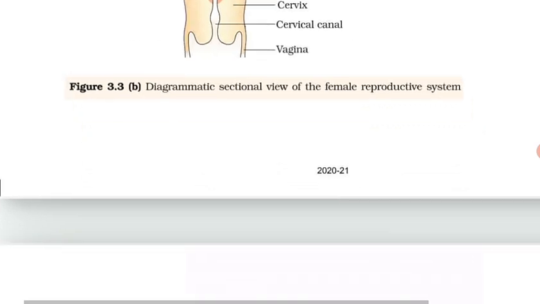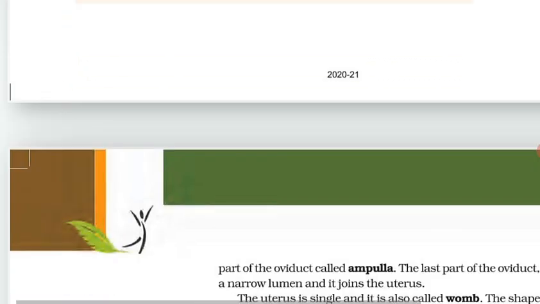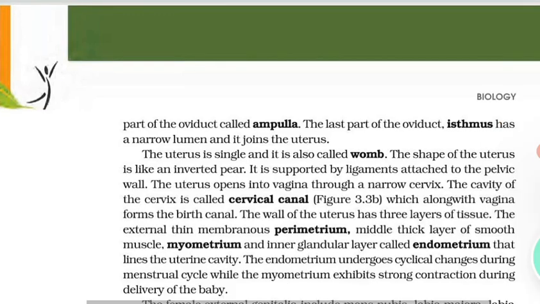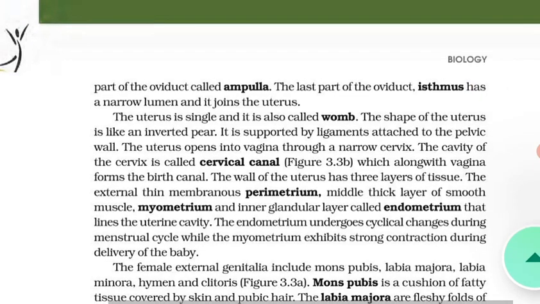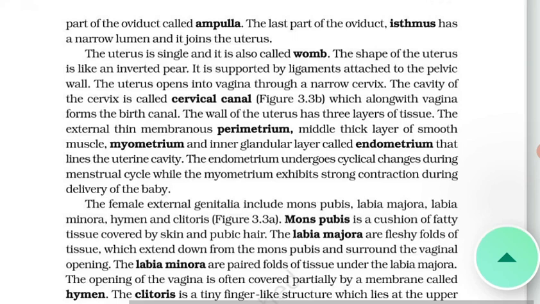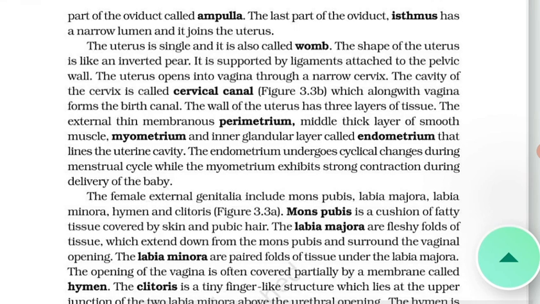The last part of the oviduct, that is isthmus, has a narrow lumen and it joins the uterus. ठीक है, isthmus किसको ज्वाइन करता है? यूट्रस को. ठीक है, the uterus is single and it is also called womb. The shape of the uterus is like an inverted pear.